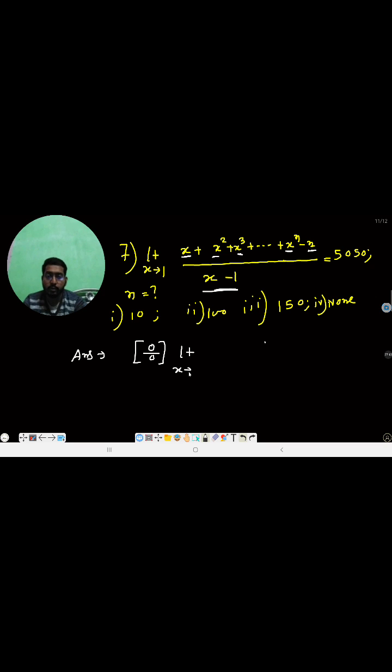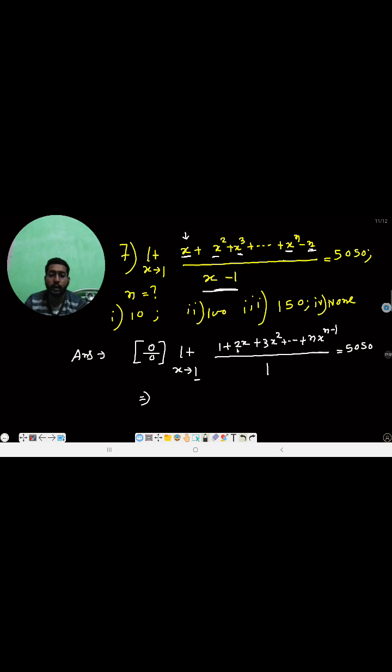So here, limit x tends to 1. What is the L'Hopital rule? First we have to differentiate the numerator. Differentiating x, the answer will be 1. Then x² gives 2x, x³ becomes 3x², and so on up to xⁿ, which becomes n xⁿ⁻¹. Now n is a constant, so its derivative will be 0. That is the numerator, and in the denominator, the derivative of x is 1 and of 1 is 0, so that equals 5050.